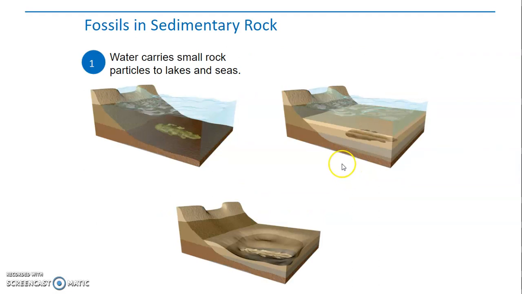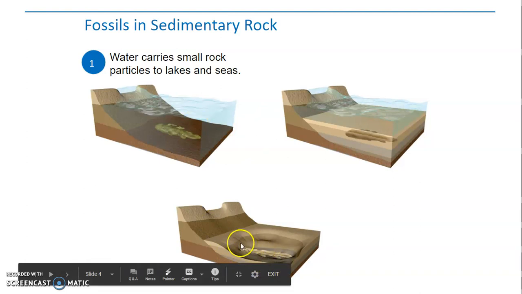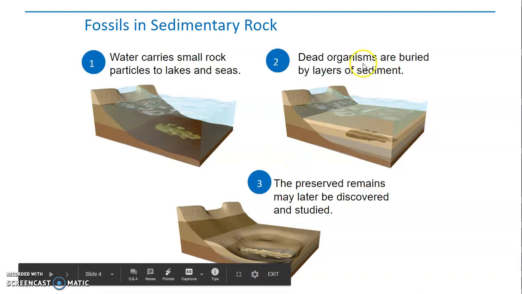All right, so how are fossils formed? Most of them are formed in sedimentary rock. An animal dies, sinks to the bottom, and water carries small rock particles to lakes and seas, and those particles fall onto the organism and pack around it. Over millions of years, those sedimentary particles compact and become sedimentary rock. That leaves behind an impression of the organism. Here you can see dead organisms are buried, and then the preserved remains may later be discovered and studied.